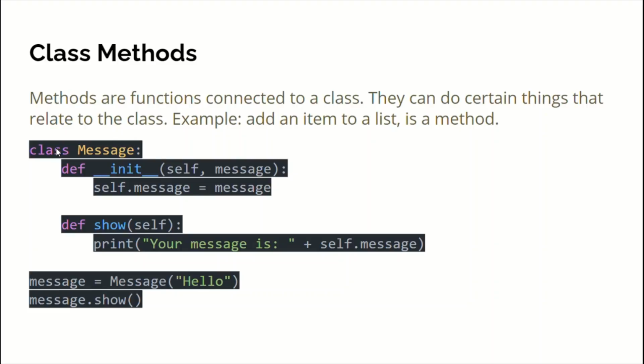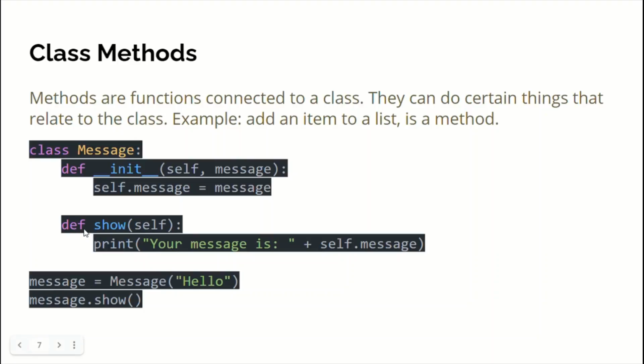So here we created a class called message, and here we're initializing the class. So I created one attribute called message, and here I'm defining the attribute. So self.message is equal to message. This function here is the method.